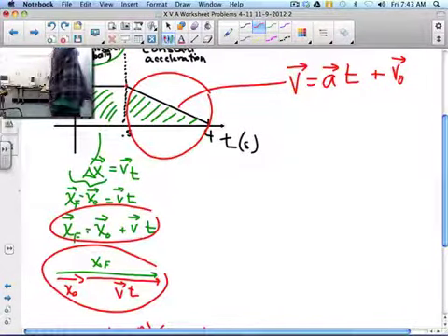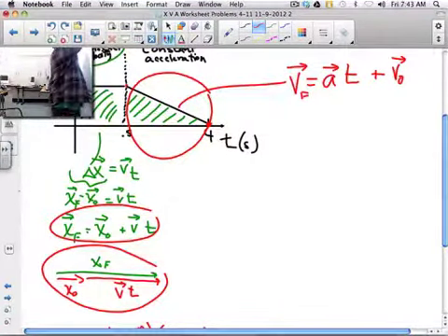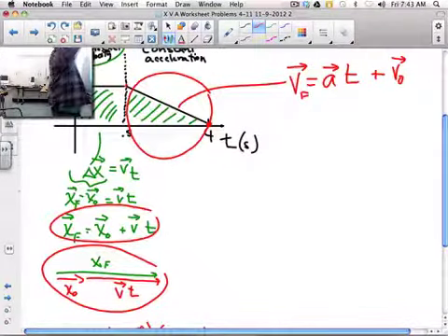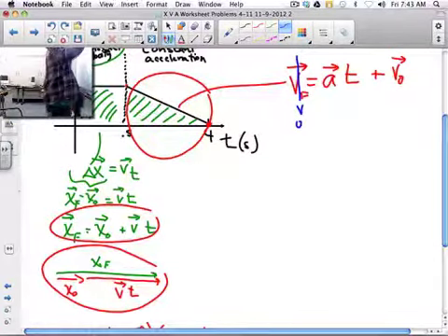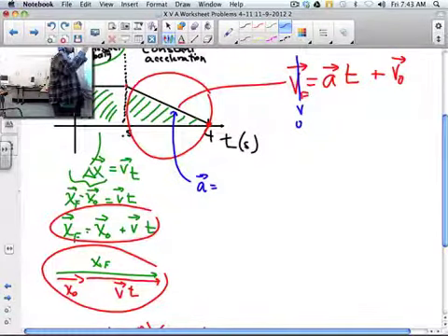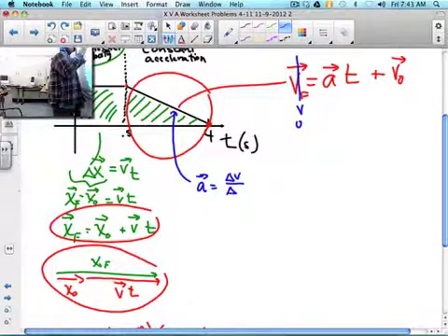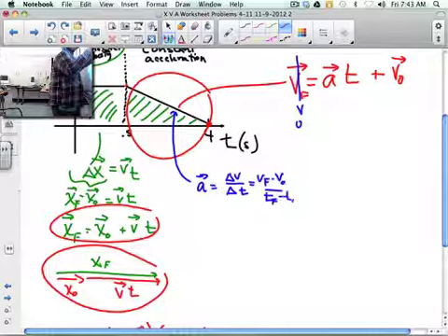So final velocity at the end looks like it's 0, okay? So you have 0 velocity at the end. This is going to be 0. Your acceleration is got to be the slope of this line. So let's find that. A equals change in velocity divided by change in time, okay, which is going to be v final minus v initial over t final minus t initial, okay?